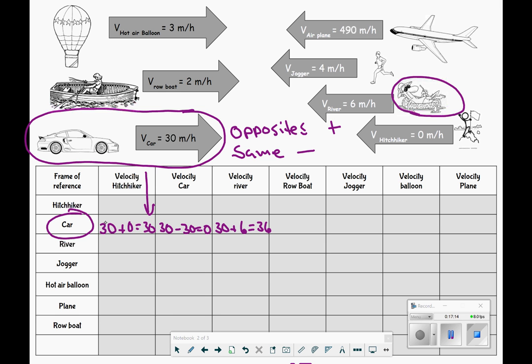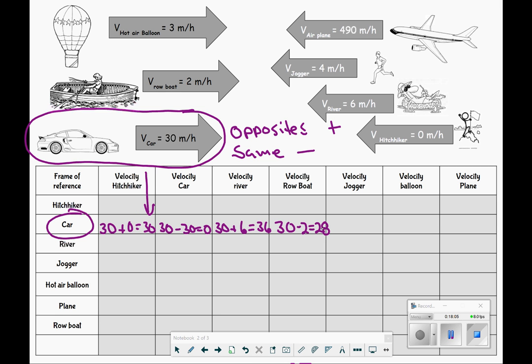So let's look at the car and the velocity of the rowboat. Okay, so the next one is the car and the rowboat. Well, we know the car is going 30, and the rowboat is going in the same direction. So if it's going in the same direction, do you add or subtract? Well, based on what we decided, you're going to subtract. So the next question is, do you subtract 2 from 30 or 30 from 2? You need to find the biggest number. The biggest number is 30. So 30 minus 2 equals 28.